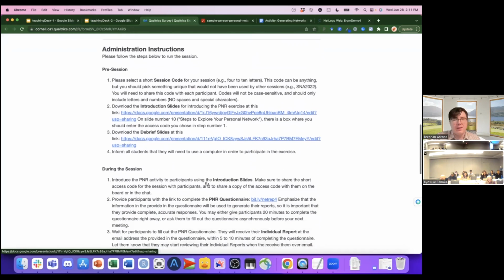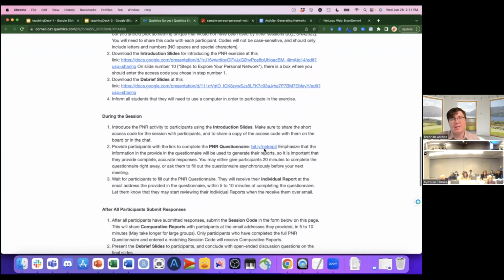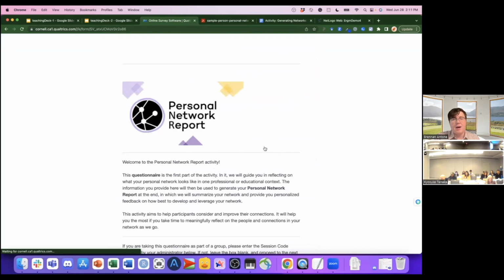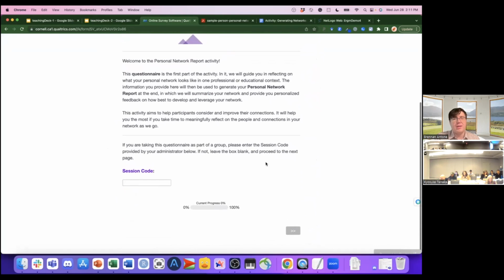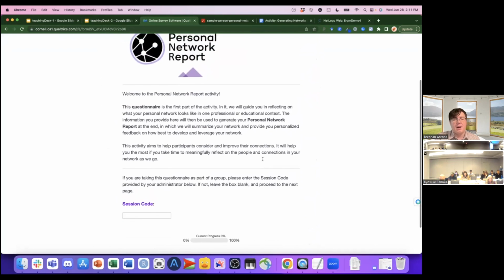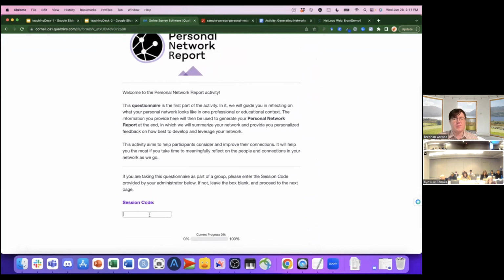But essentially, then you just send out a link to the P&R questionnaire. Participants can go through this and fill it out. If it's part of a session, a class or an org session, you come up with a session code to give them. But otherwise, they just fill it out and they'll get the report emailed right away. You don't really have to do anything else. You can just share the link. That generates the first personal network report.